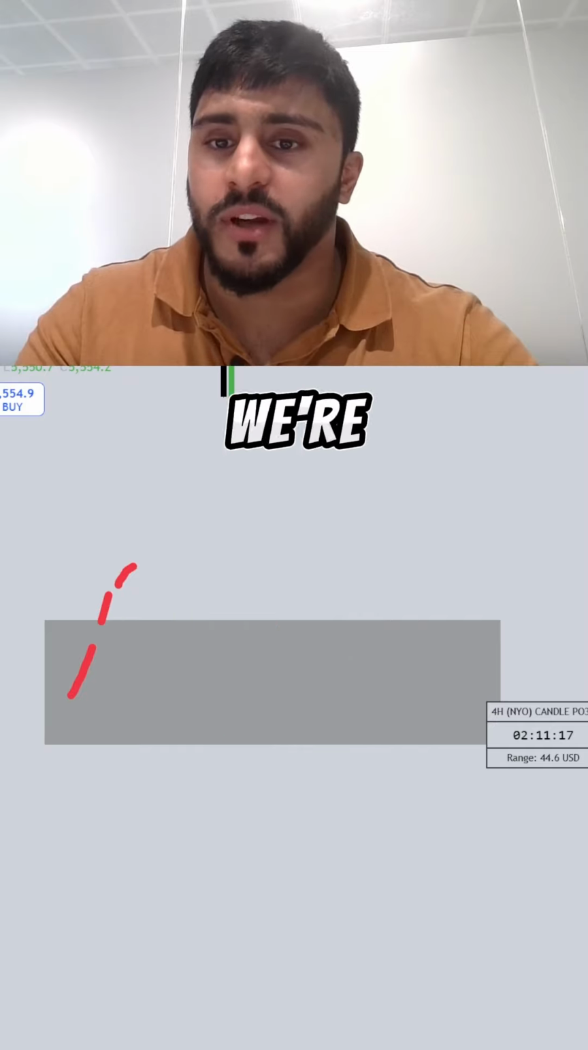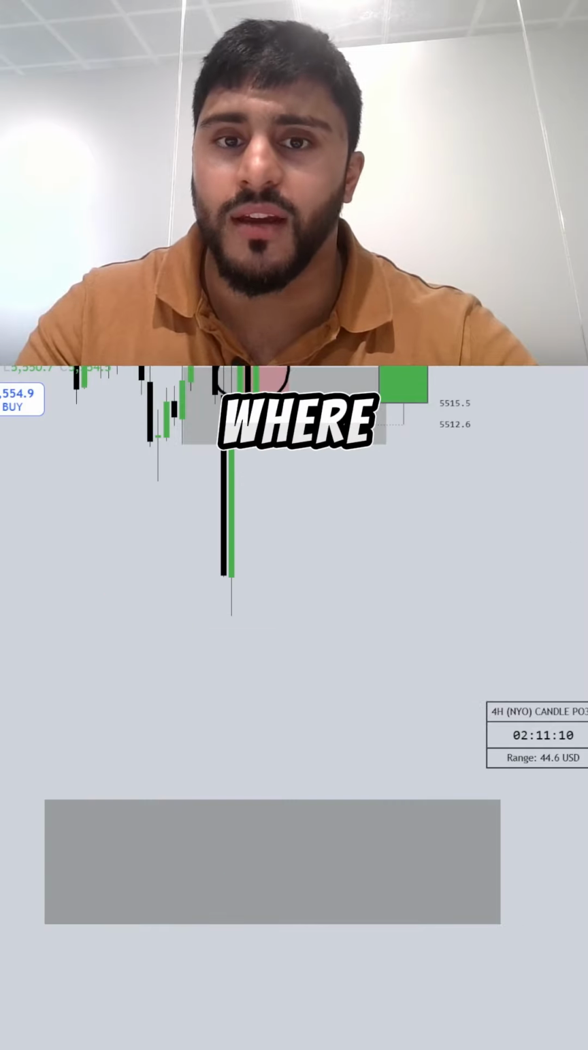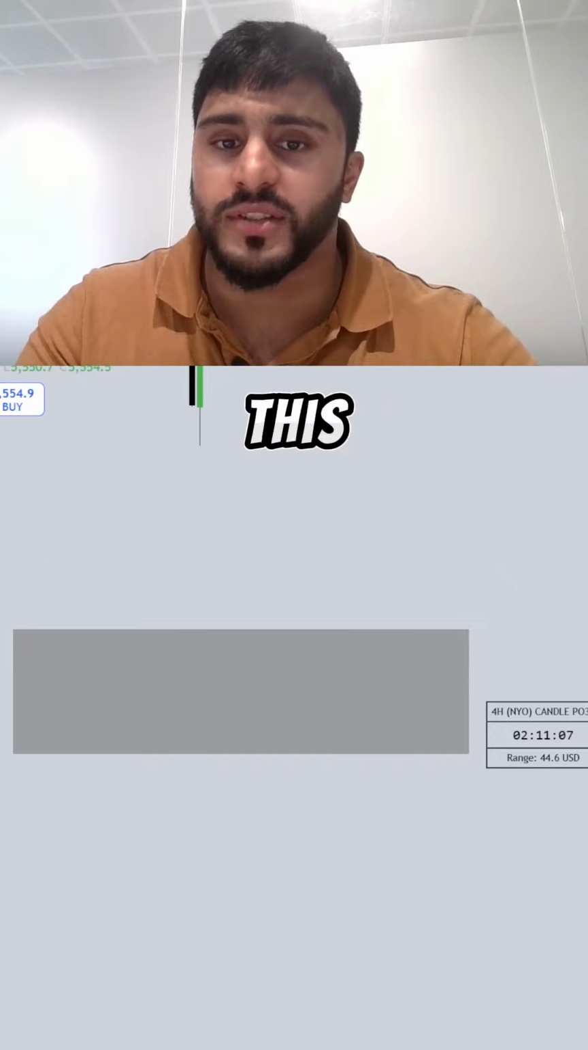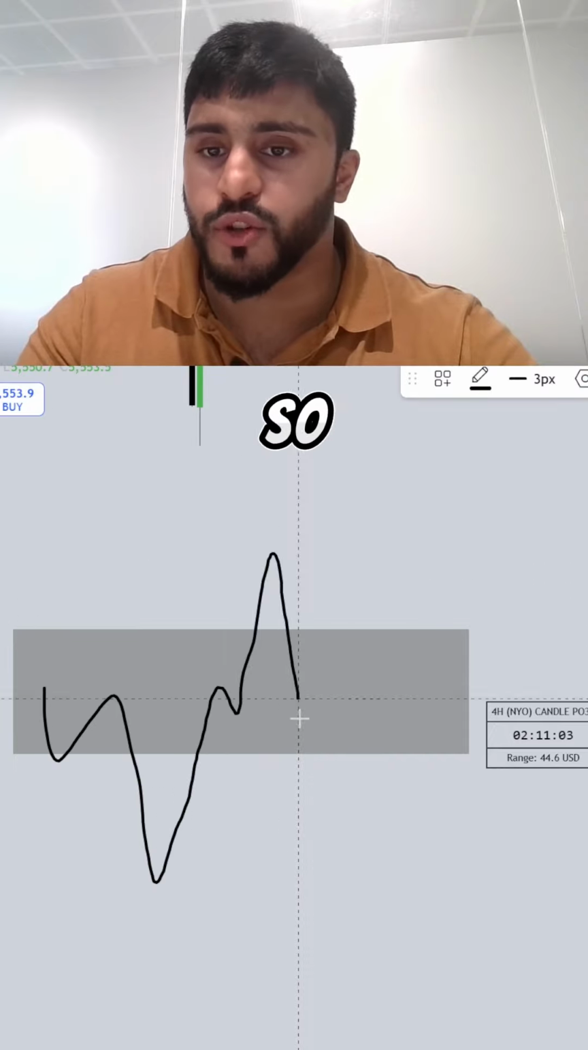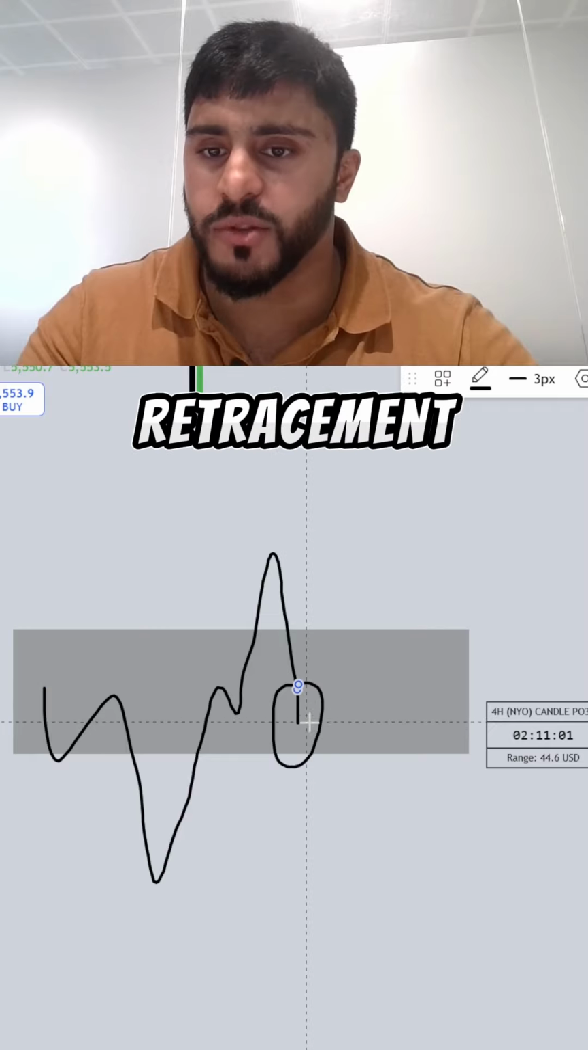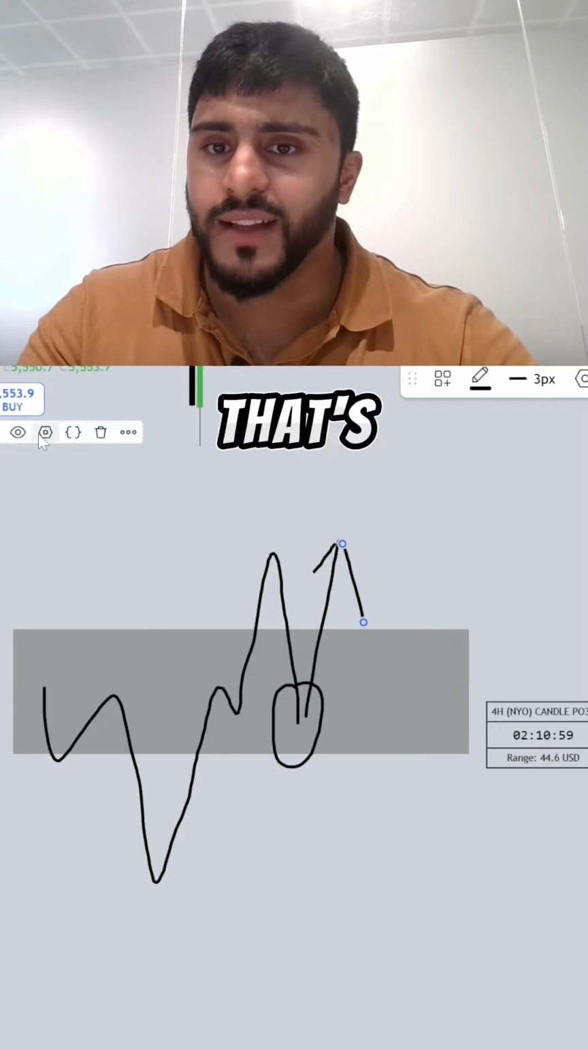Now in this case, we're going to be looking at a specific trade case where the market breaks below this level and then breaks above this level. So we see price breaking below and then above. Your job is to catch this retracement before price moves to the upside. And that's exactly what's happened here.